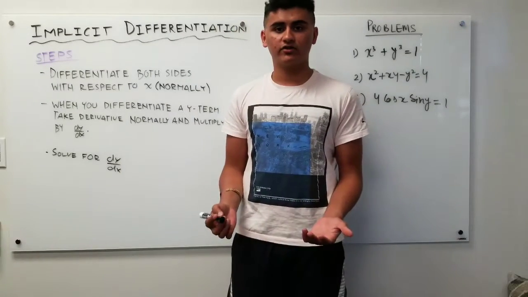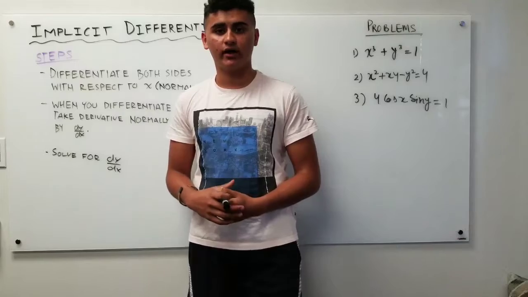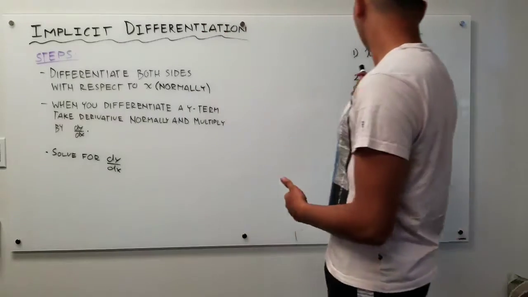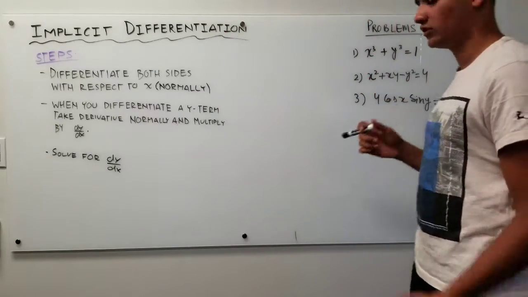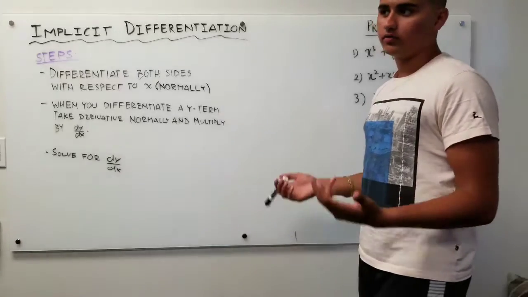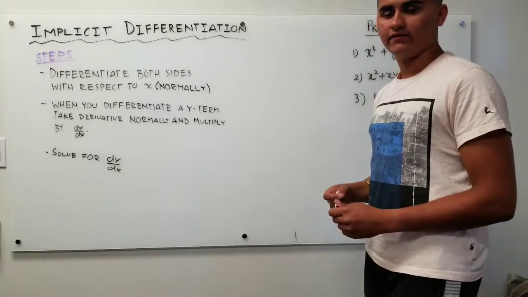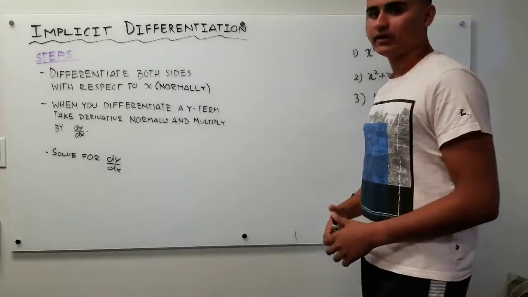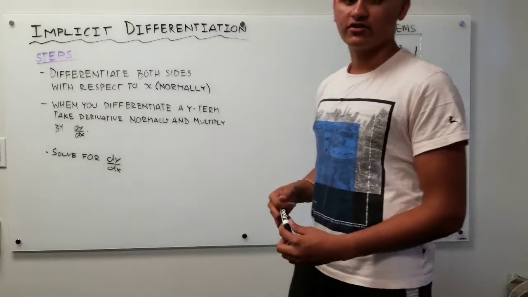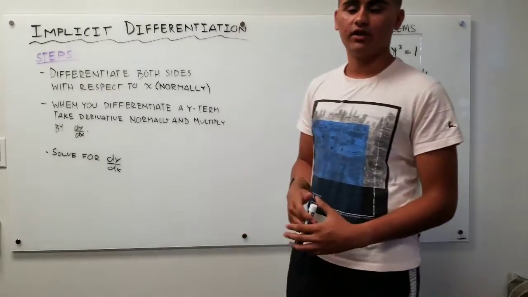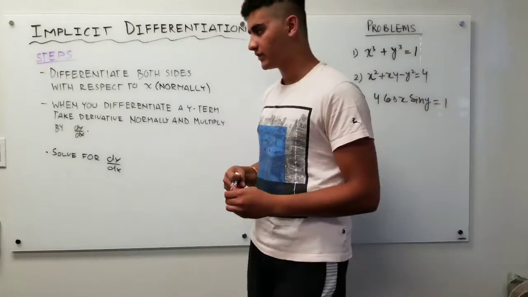Some functions are just a relationship between x and y, such as x cubed plus y cubed is equal to 1, where it's not written explicitly. So implicit differentiation has its own separate process. Why don't we get into the steps?